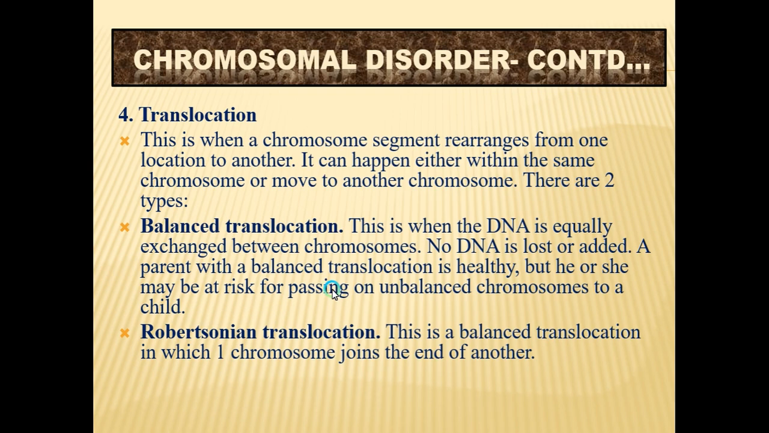So a parent with balanced translocation is healthy, but he or she may be at risk of passing an unbalanced chromosome to the child. What is a balanced translocation? The one thing to understand is we know the shape of chromosomes. Translocated means a part of a chromosome will detach and attach to maybe the same chromosome or maybe another chromosome. If it is going to another chromosome, that same part will come and attach to the first one. So that is called balanced translocation.